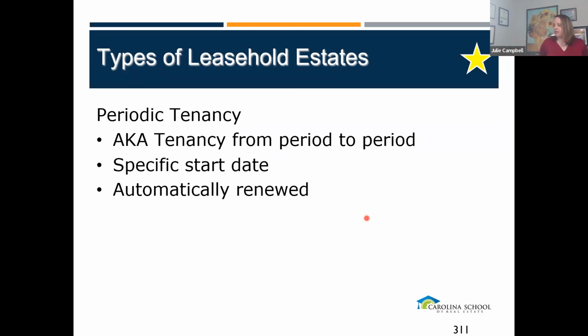In your book on page 311, it tells us our notice period. How much notice does each party have to give the other to end it? If it's a week-to-week tenancy, either party has to give the other party a 2-day notice. Month-to-month is 7 days, year-to-year is a 1-month notice. So we keep going. Periodic tenancy, we keep going until the lessor or the lessee ends it.